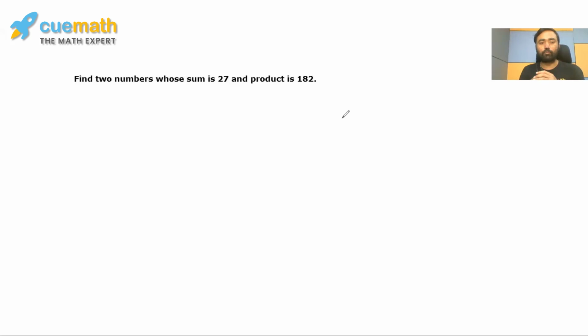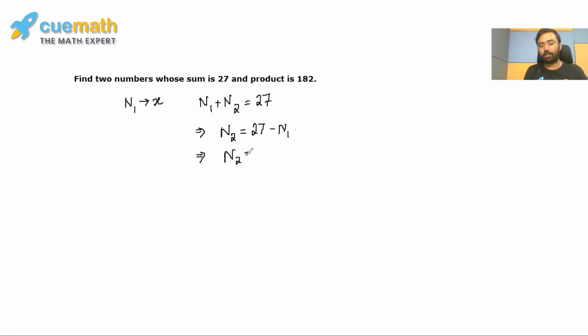So here we have been given a question where we'll have to find two numbers whose sum is 27 and the product is 182. Let us consider the first number is n1 and that is x. Now we know that n1 plus n2 is 27, because we have considered the first number to be n1, the second number let us consider to be n2. Now how can we write n2 in terms of n1? So n2 is equal to 27 minus n1. And how can we write n2 in terms of x? So n2 equals 27 minus x.